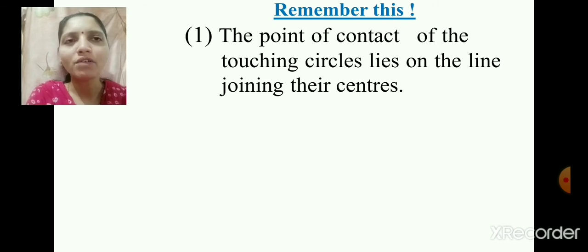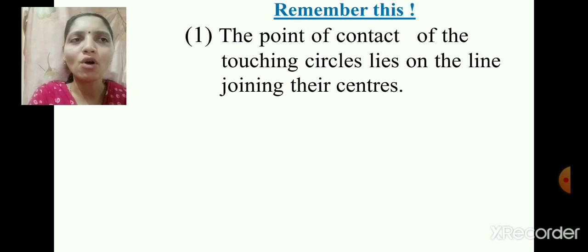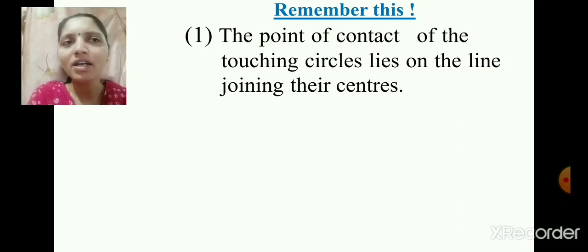The first point is that the point of contact of the touching circles lies on the line joining their centers. This is nothing but the touching circles theorem, which states that the point of contact of the touching circles lies on the line joining their centers.